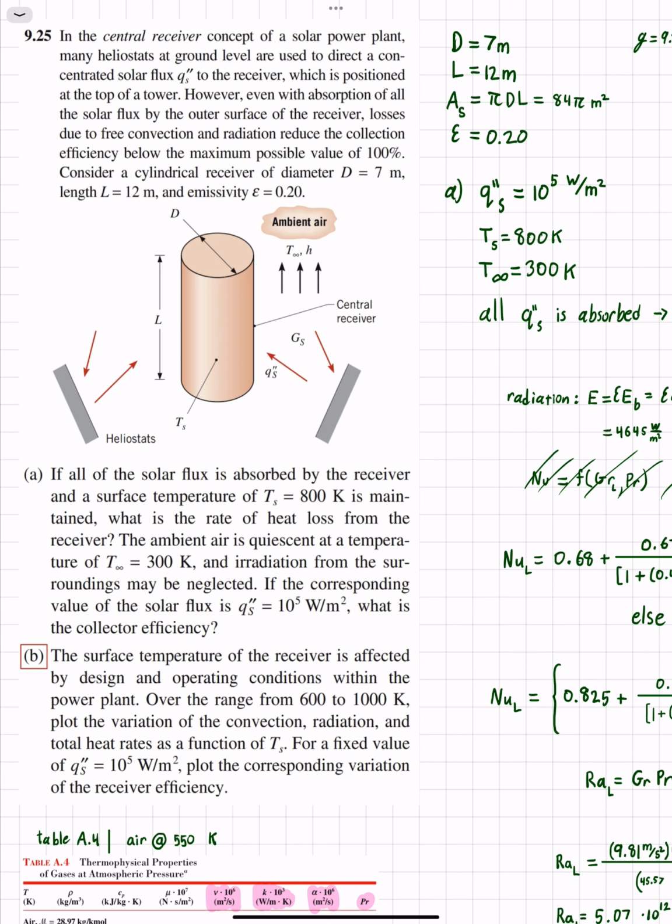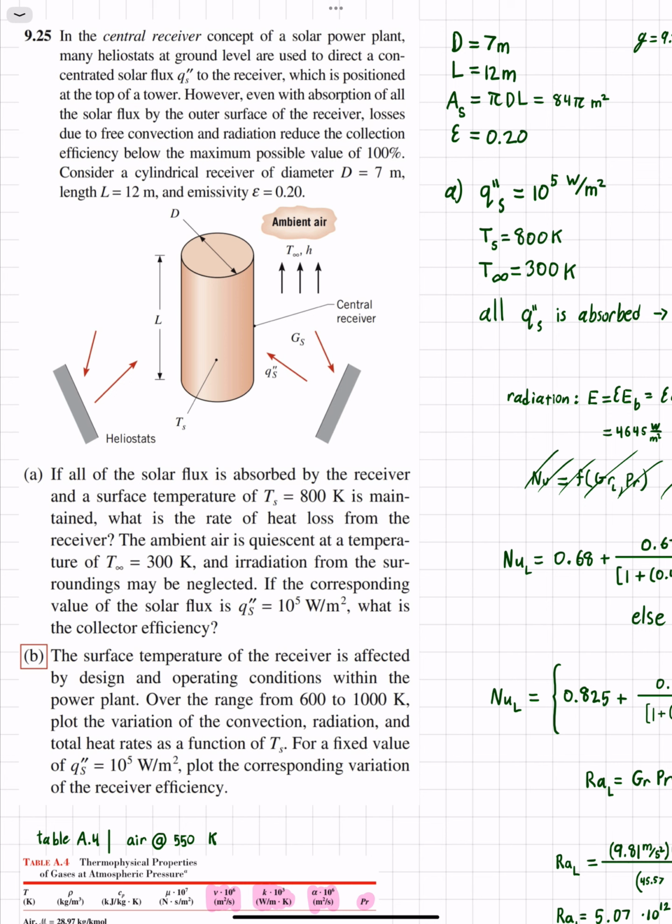So here's the diagram given. Again, you can see the heliostats directing the sun towards this tower. For part A, if all of the solar flux is absorbed by the receiver and a surface temperature of 800 Kelvin is maintained, what is the rate of heat loss from the receiver? The ambient air is quiescent, at a temperature of 300 Kelvin, and irradiation from the surroundings may be neglected. If the corresponding value of the solar flux is Qs equals 10 to the 5th watts per meter squared, what is the collector efficiency?